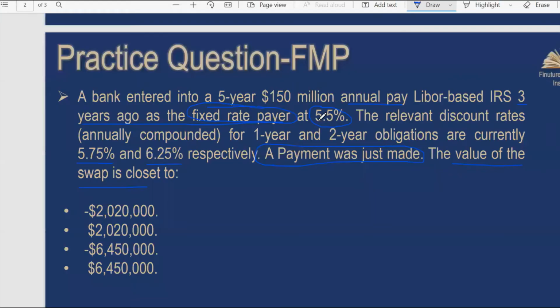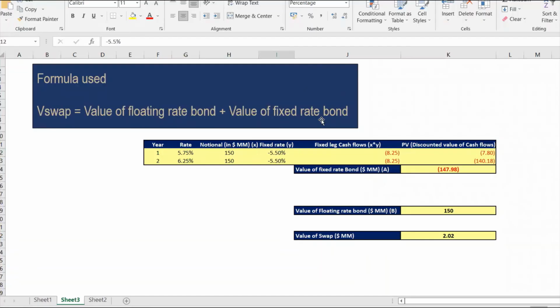So the bank will pay negative 5.5%. So if you see what is a coupon, the fixed amount that will be paid on the fixed leg is 8.25 millions. So negative means that on each year, on each settlement date, this amount will be paid by the fixed rate payer. So these are the corresponding fixed payments which will be there on the fixed rate side.